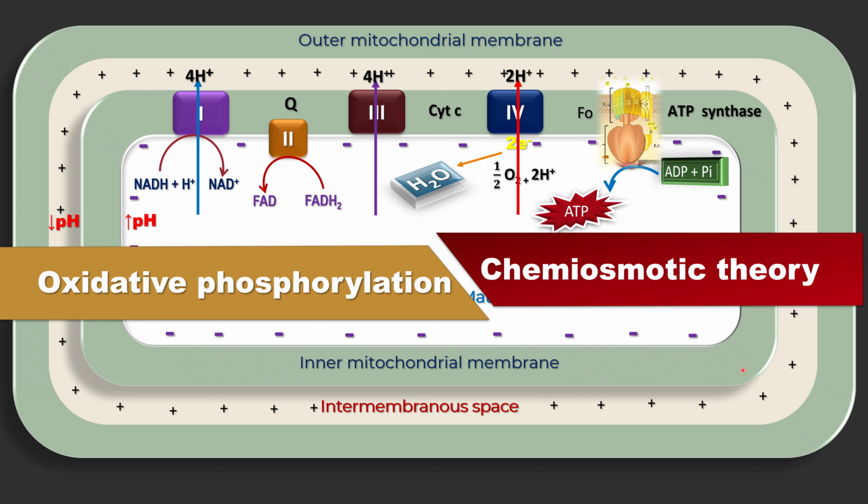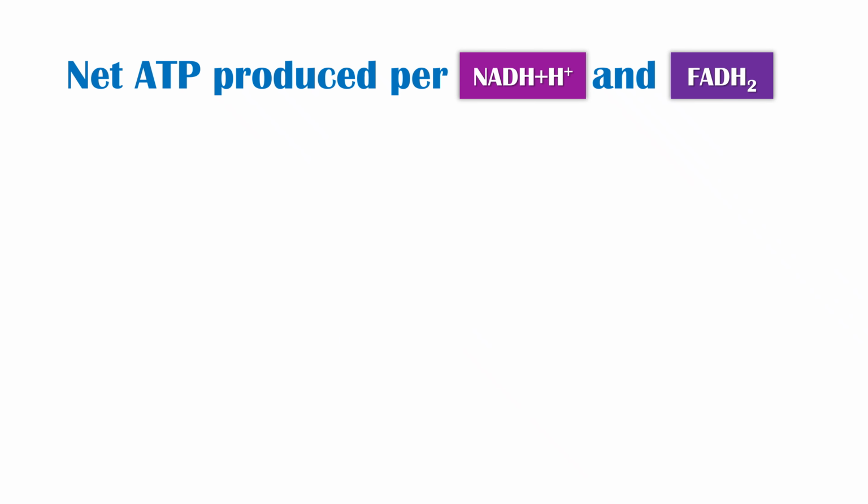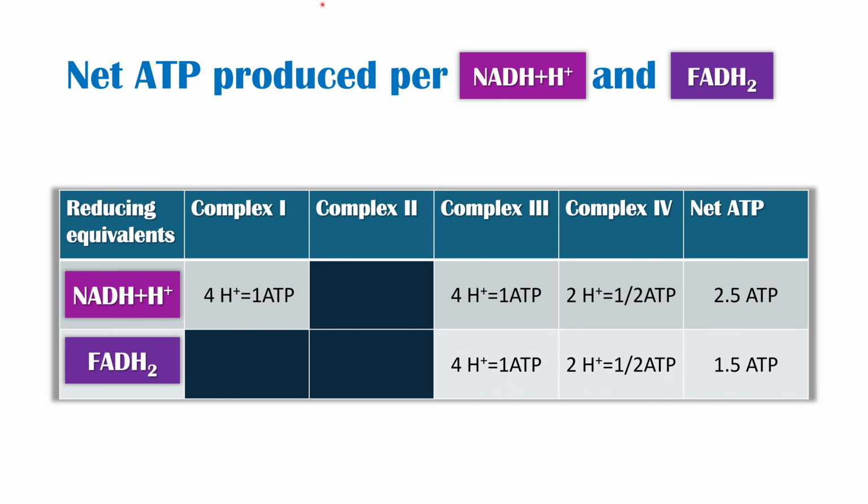So let us understand how much ATP is generated per NADH and per FADH2. For this you need to remember NADH always pushes protons through complex 1, or it hands over electrons to complex 1. Whereas FADH2 bypasses complex 1; it hands over electrons to complex 2 and then to complex 3. With this background we can see the energy yield, or ATP yield. Each NADH molecule yields approximately 2.5 ATP.